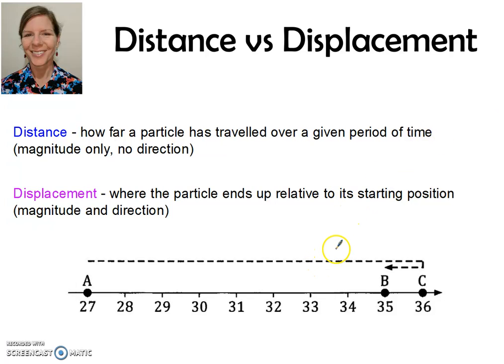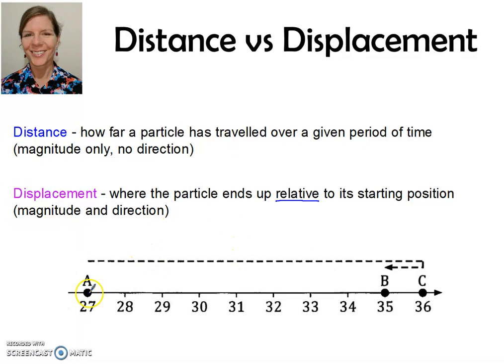Okay, so first thing we need to do is get some terminology cleared up. Those of you studying physics will or should already be familiar with the difference between distance and displacement. We often use them interchangeably, but they do actually mean two separate things. So distance is how far a particle has travelled over a given period of time. It's magnitude only, there is no direction, so it's always positive. There's no such thing as positive and negative. Whereas displacement is where the particle ends up relative to its starting position. So it has magnitude and direction. What that means is if you are to the left of where you started, you'll have a negative displacement, whereas if you're to the right of where you started, you'll have a positive displacement.